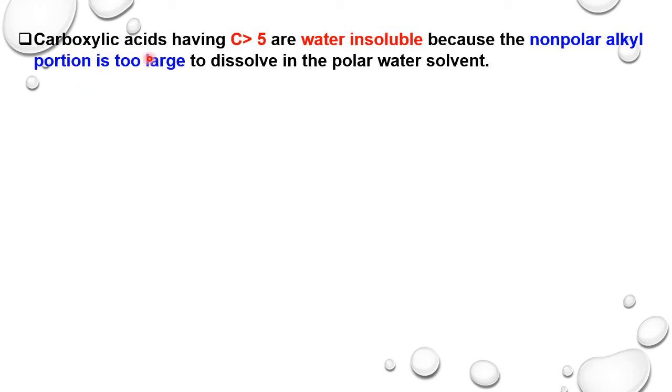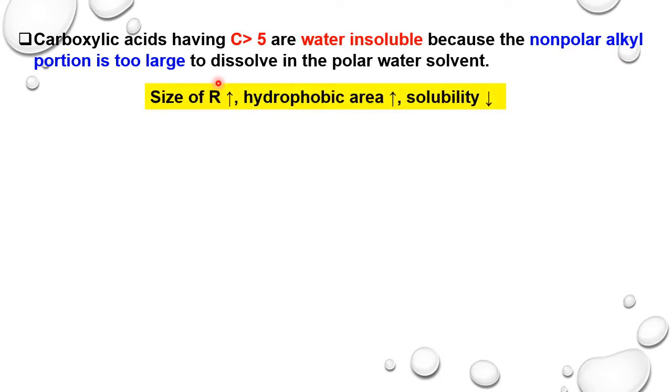Okay. So, ni yang saya ceritakan tadi. Carboxylic acid having carbon more than 5 are water soluble. Maksudnya 6 carbon lah. Okay, because the non-polar alkyl portion is too large to dissolve in the polar water solvent. Okay, so in conclusion, as the size of the alkyl group increases, the hydrophobic area will increase, thus the solubility of your carboxylic acid will decrease.